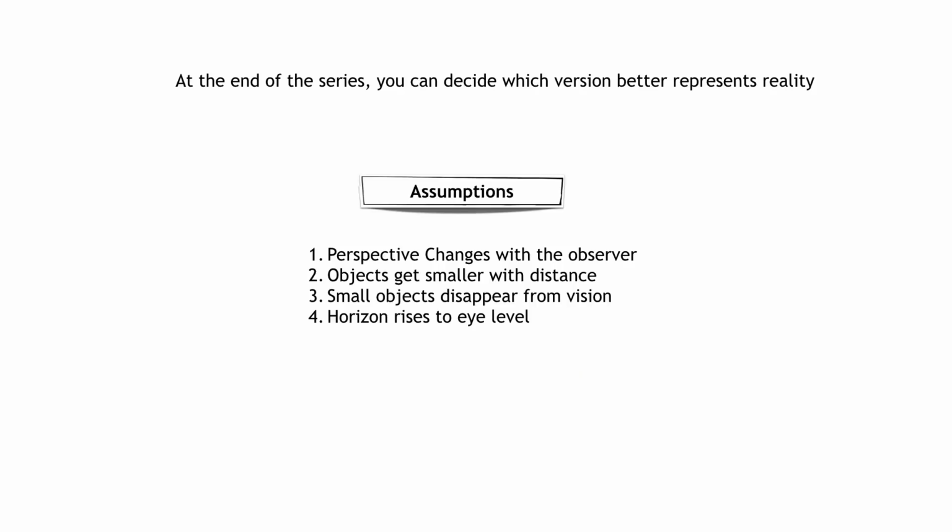The assumptions: perspective changes with the observer. Objects get smaller with distance. We've covered those up to this point. Small objects disappear from vision. So again, we've covered those within the first 3 of the series, as well as the horizon rising to eye level.